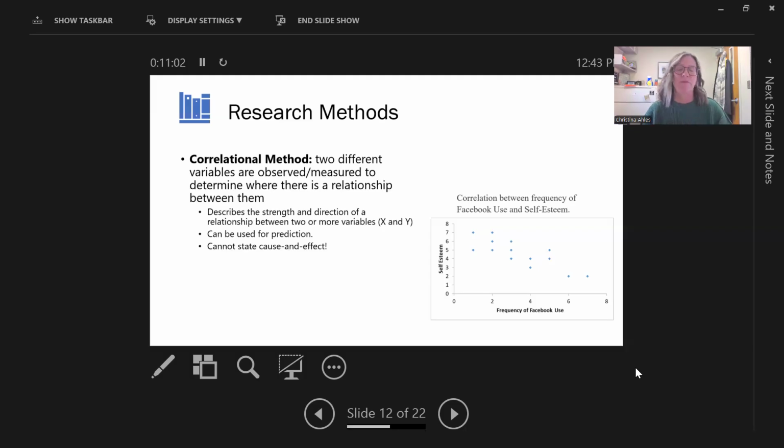But this is by far the most common research used in social behavioral sciences because humans are very hard to control. In fact, almost impossible to control.